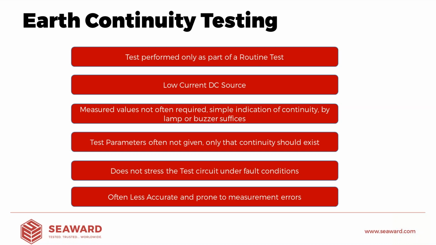And the other thing is, because it's a low current source, it's often less accurate and it's often prone to measurement errors. So things like contact resistance, dirt or buildup of carbon between the mating ends, so your clips or probes. If there's any kind of carbon buildup on the end of those, they can really give big measurement errors when we're doing a low current continuity measurement. So on an earth bond test, that's a slightly different scenario because the high current actually just blasts through any kind of contact resistance.